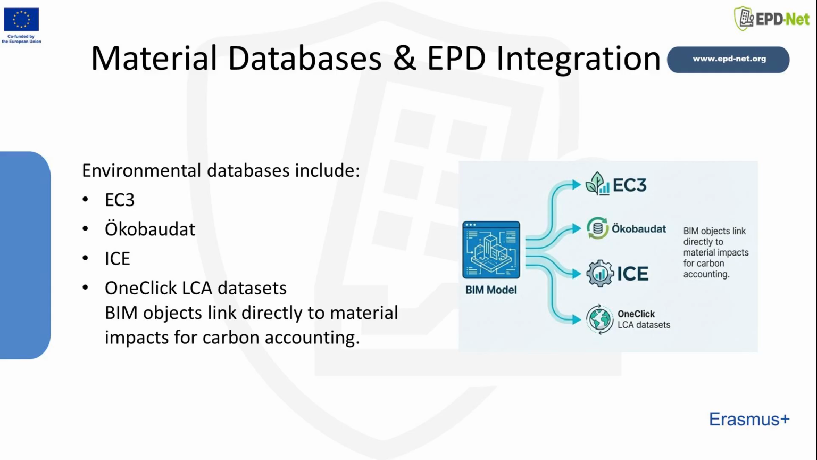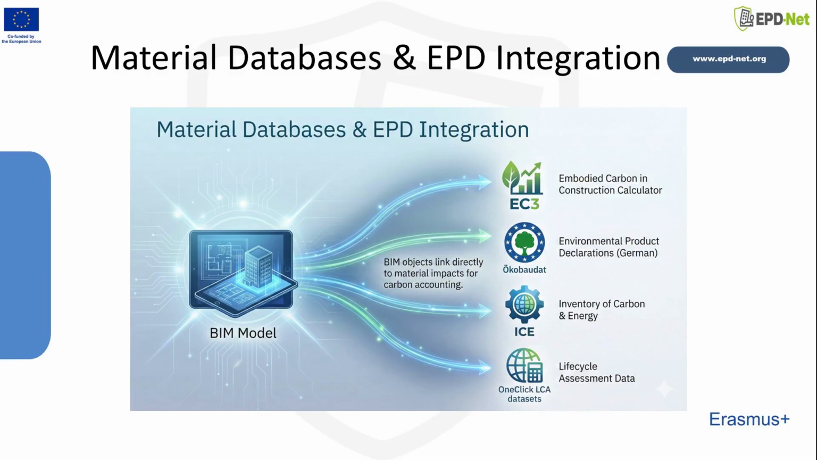Environmental Product Declarations, EPDs, and lifecycle databases such as EC3, Ecoinvent, and ICE play a crucial role in carbon accounting. By linking BIM objects to specific EPDs, designers replace generic assumptions with verified data reflecting real manufacturing processes and supply chains. This integration is vital for accurate embodied carbon assessments. Many planning tools allow automatic matching between BIM material codes and EPD entries, improving the reliability and transparency of carbon calculations.